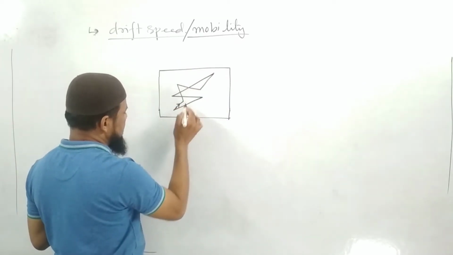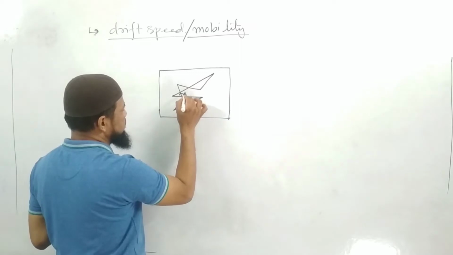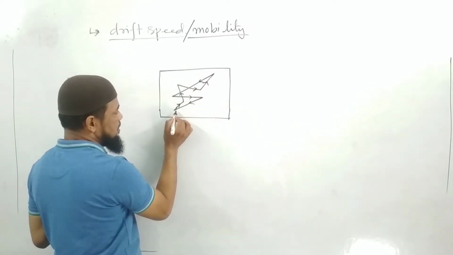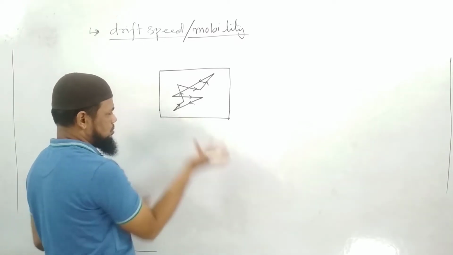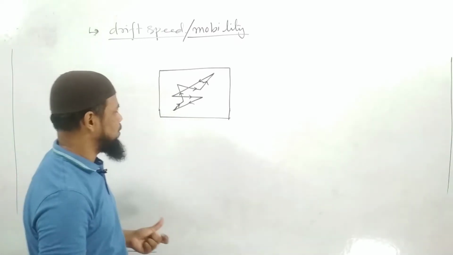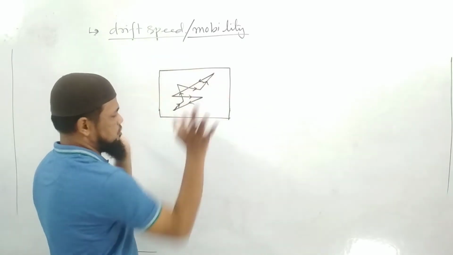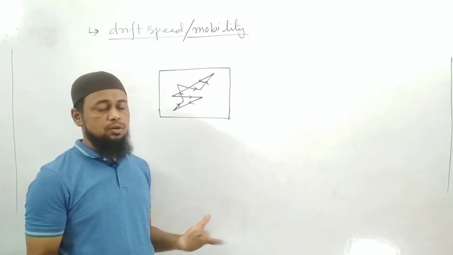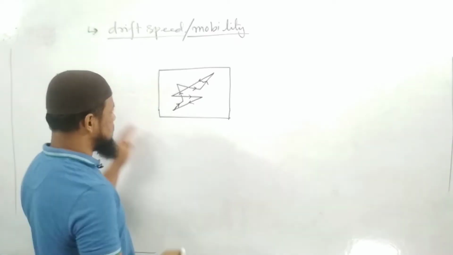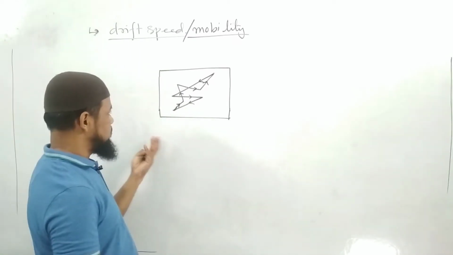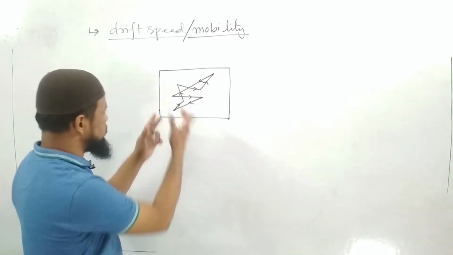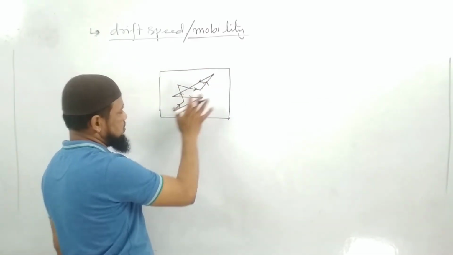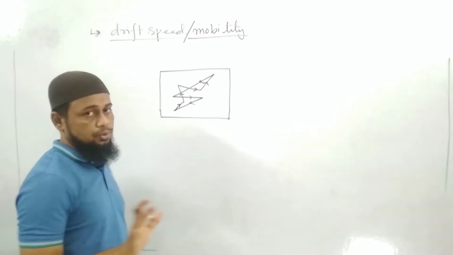Starting from here, it will go like this, going like this, like this, like this. Again, after some time, it may return back to the same point. But as a whole, if you see, it is within it. So its average displacement you can consider to be 0. It is not getting displaced in any direction. So the average velocity of the electron we can assume to be equal to 0.